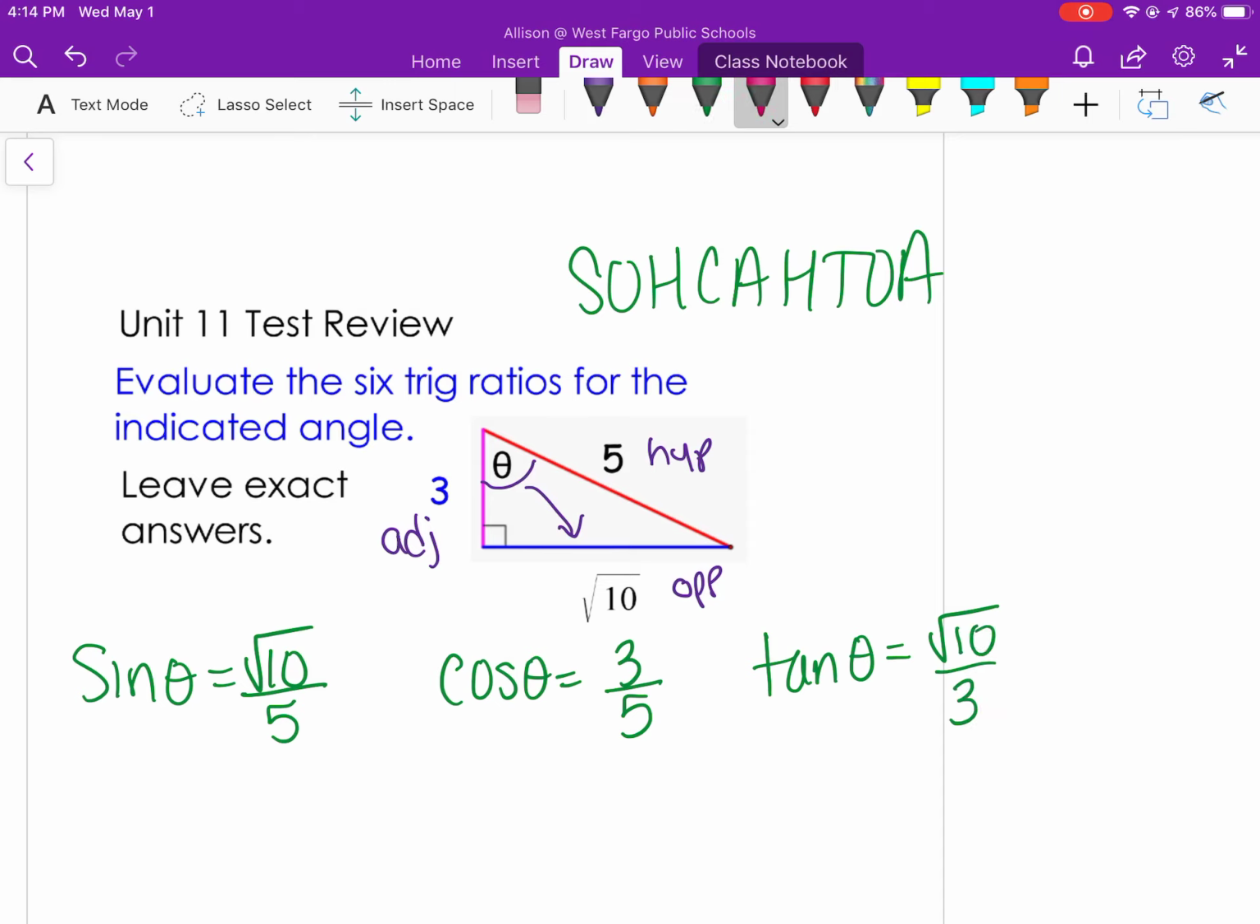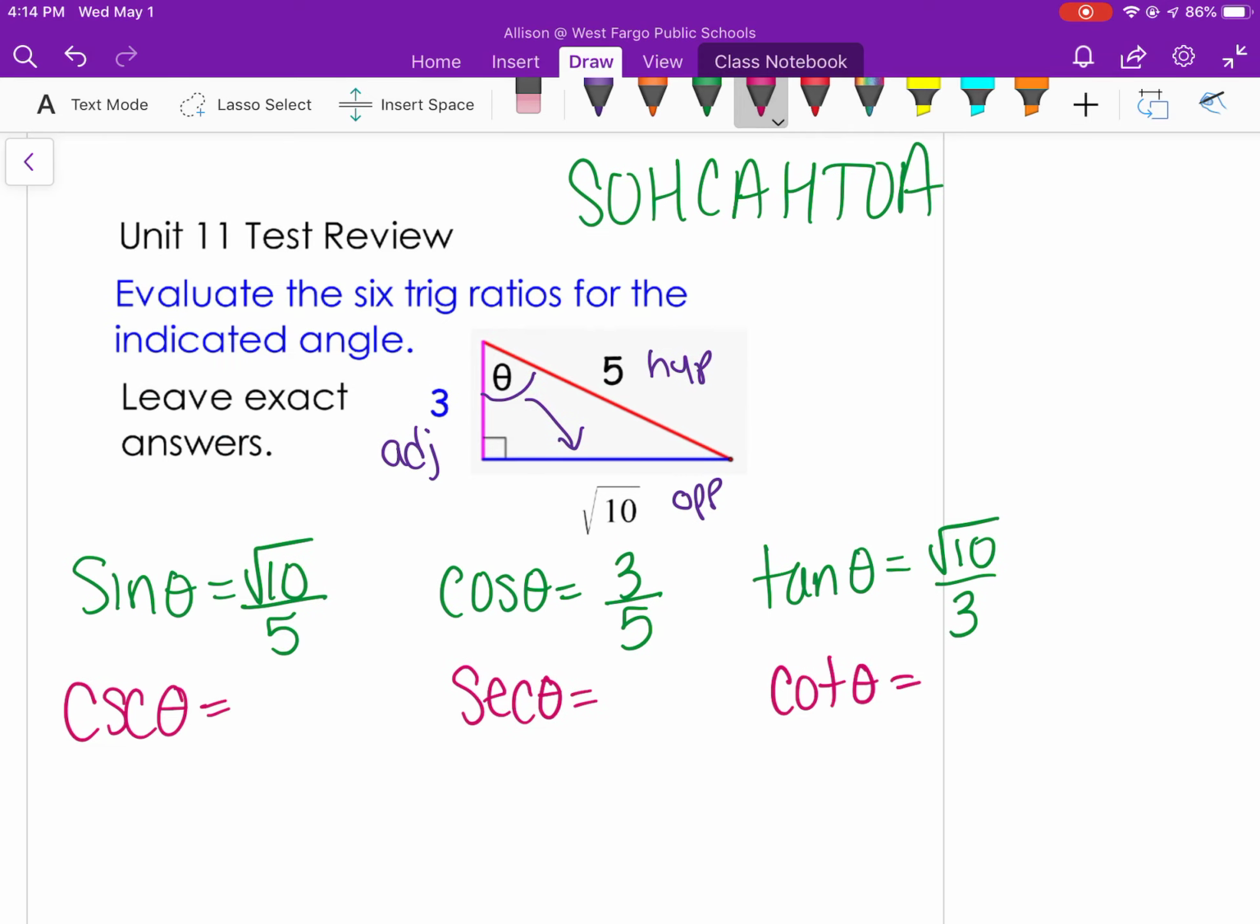And then the other 3, so those are the 3 main ones. The other 3 are the reciprocal functions. So we have cosecant, which goes with sine, CSC of theta. You have secant, which is the reciprocal of cosine, and then you have cotangent, which is the reciprocal of tangent. So if sine is opposite over hypotenuse, cosecant is hypotenuse over opposite, or 5 over the square root of 10.